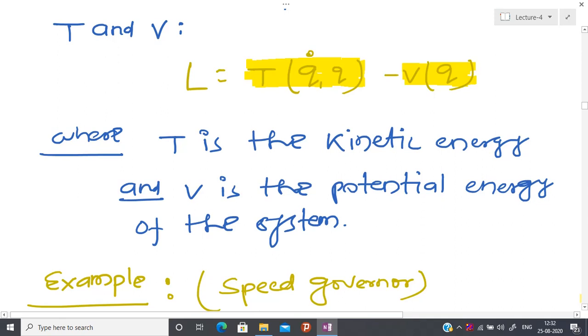So I am assuming that if I have a mechanical system, then there is no friction. If I have an electrical circuit, then there is no resistance. These kinds of assumptions we make initially, and later we can also include some kind of friction, some kind of lossy element, inside this formulation. So T here is nothing but kinetic energy, and V is the potential energy of the system.